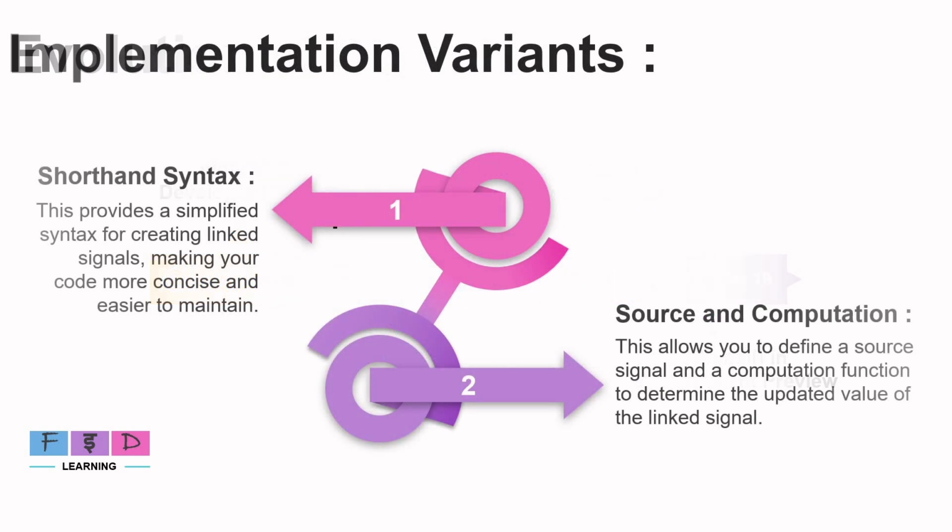So now let's understand the implementation variants of linked signal. Linked signal supports two implementation variants. First, linked signal with shorthand syntax, and second, linked signal with source and computation. So let's start with a simple example to understand this syntax and then we will move forward.